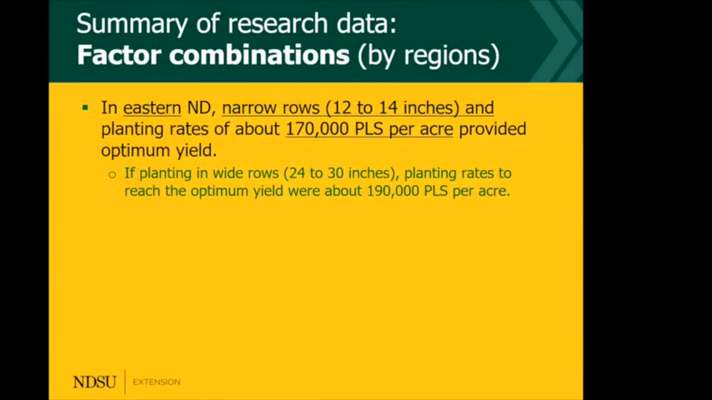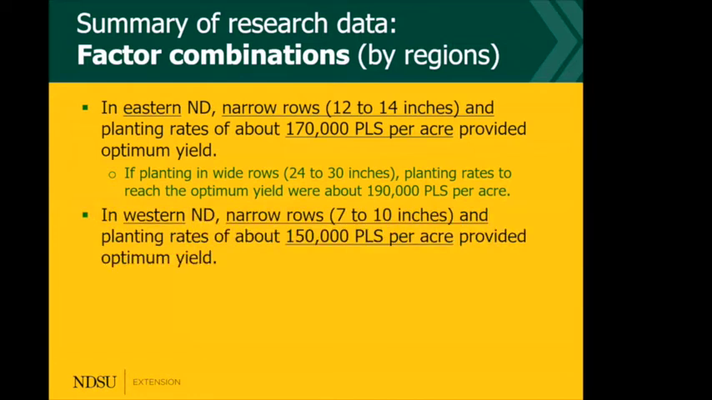We could go on with this, but I want to summarize it and then apply it. This narrative would be just showing what we previously saw in the graph, so I won't go through that again. That's for the East. Well, how about the West? The database was less, but we discovered that, again, narrow rows clearly had an advantage on yield versus wide. And we found that the optimum yield was at 150,000 pure live seeds per acre.